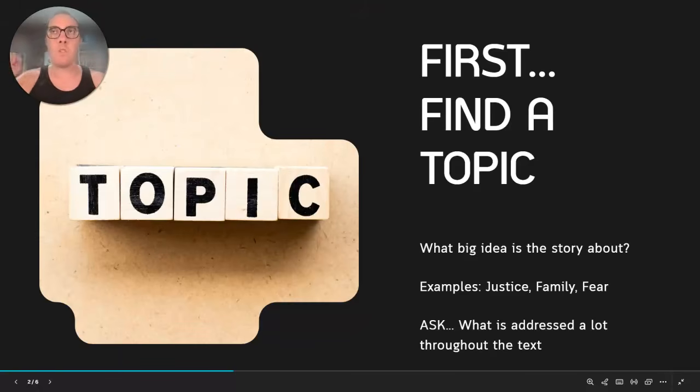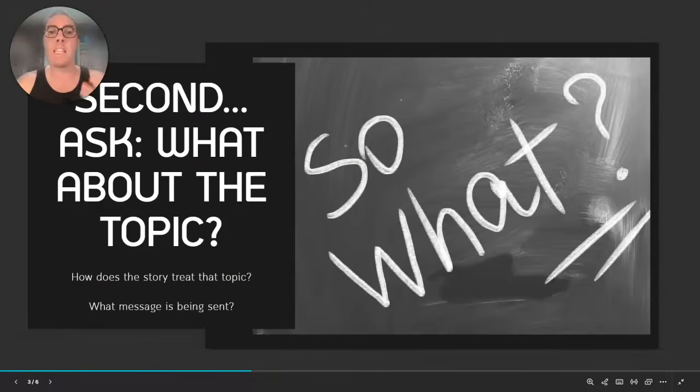I'm thinking of a story that's really famous called Harrison Bergeron. And one of the things that they talk about a lot in this short story is this dystopian government ideal of equality. So everyone in the society is equal. So what's the big idea in this story? Equality. A couple of examples as well is justice, family, and fear. But remember from our last lecture, these aren't themes, these are topics. We then got to put it into like a single sentence that can be applied outside the story. So the first step of finding a theme, find the topic and ask what is addressed a lot throughout the text, and that'll lead you to the main topic.